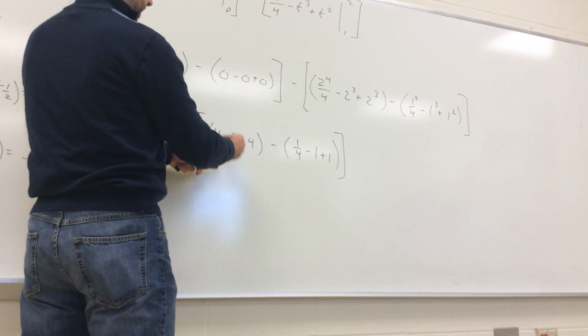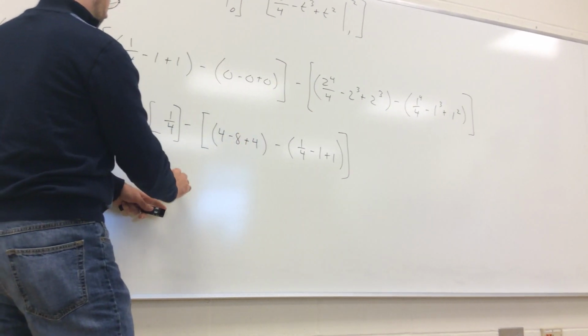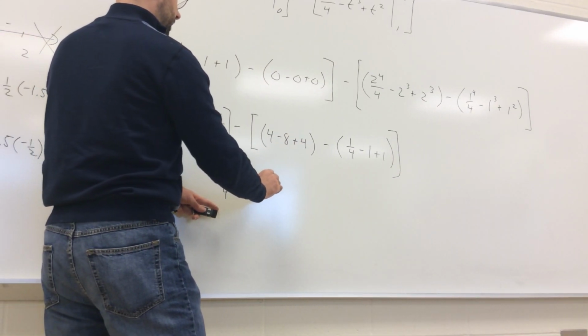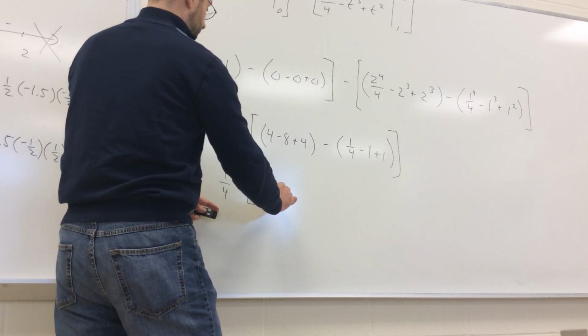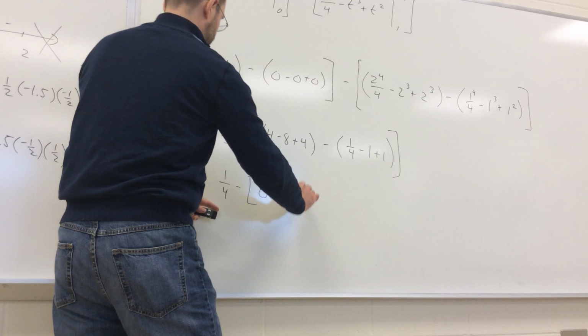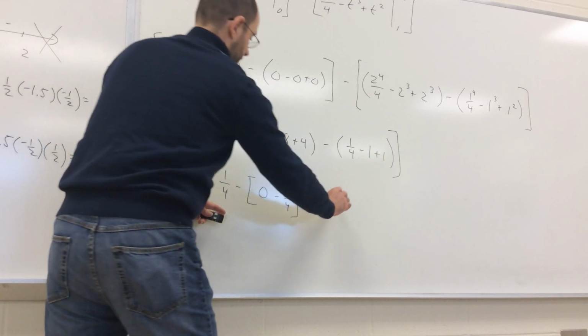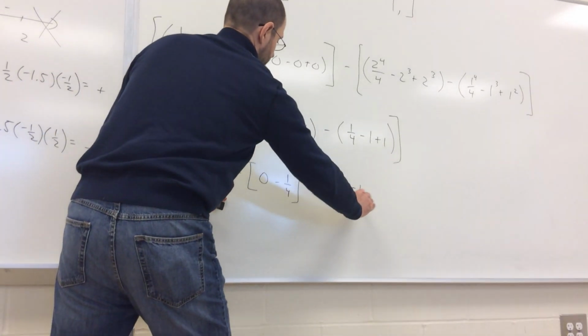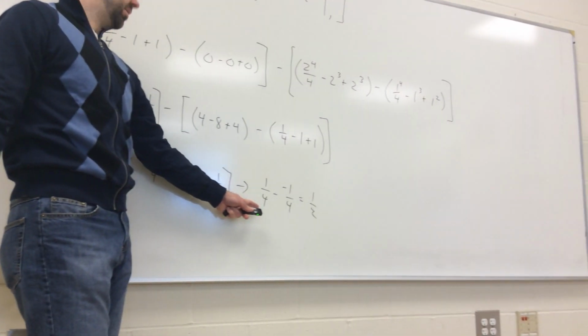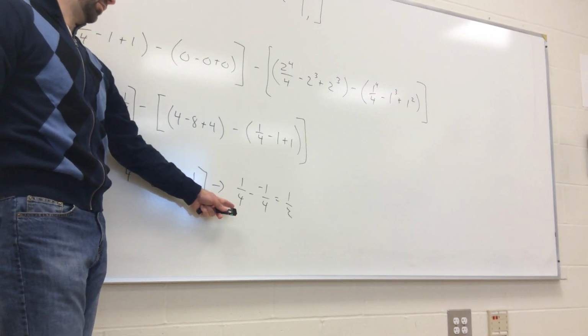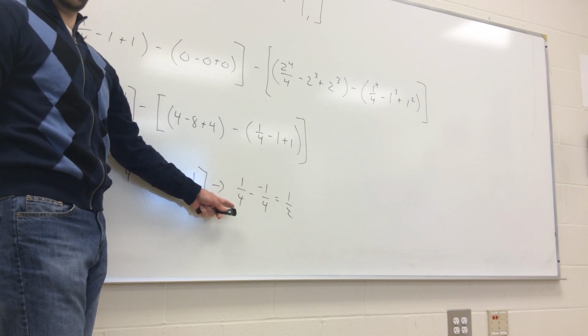Let's see here, this all comes out to 0. So I've got 1/4 minus 0 minus 1/4. So that's 1/4 minus -1/4, which is 1/2. And that's what we got before. So now we know for sure that the total distance traveled by this particle is 1/2 of a meter.